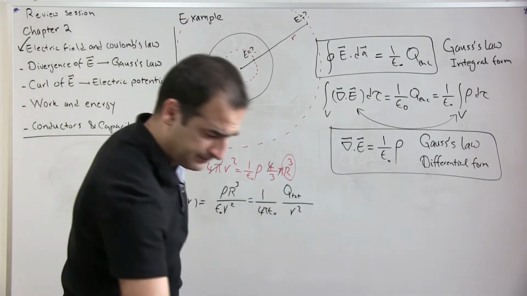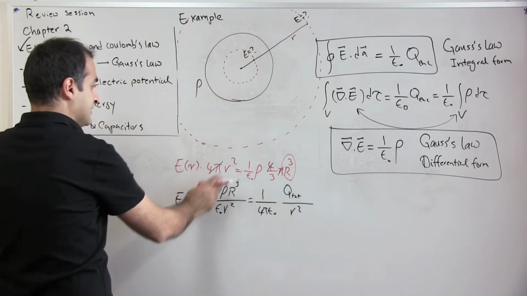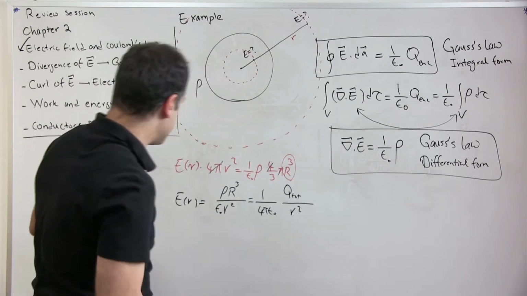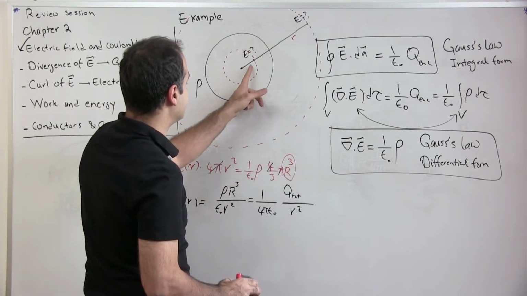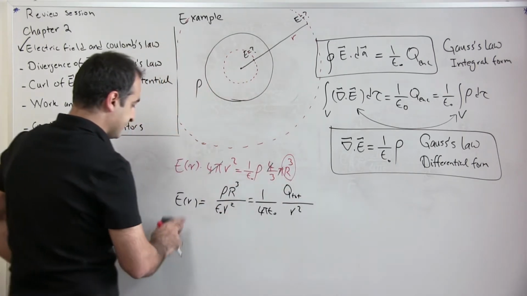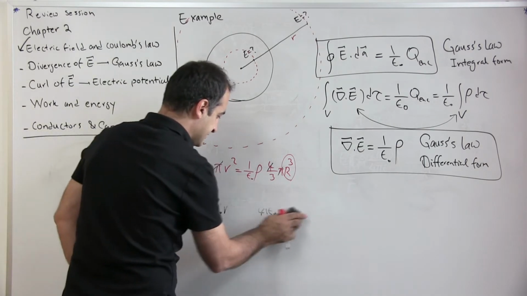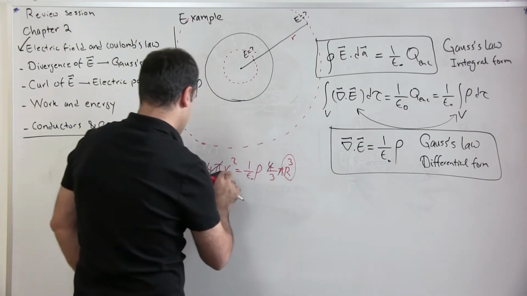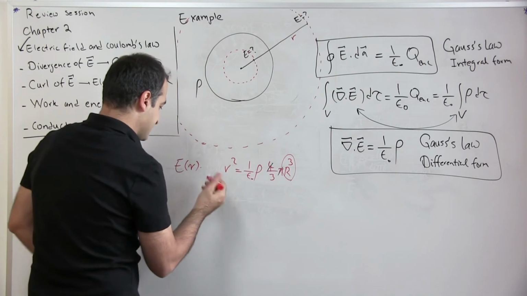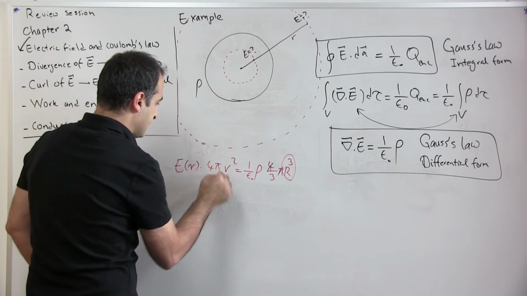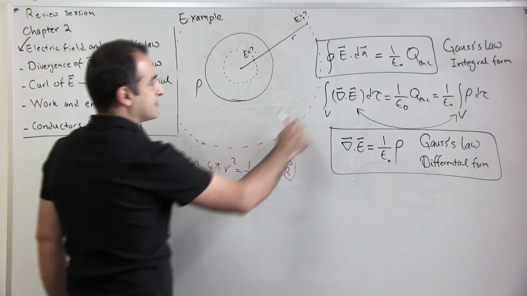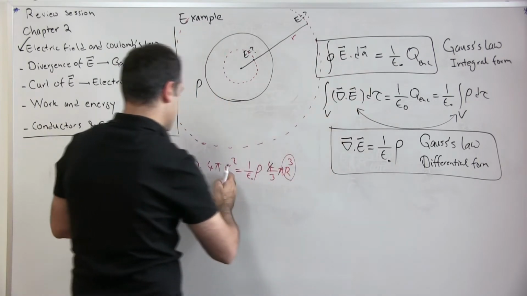Okay, so for problems like this, I'm just erasing this and correcting it for the case that we're looking at the electric field inside. So I'm going to erase this one. And so here we have the same terms, 4 pi r squared. So the left-hand side of the equation has exactly the same form.